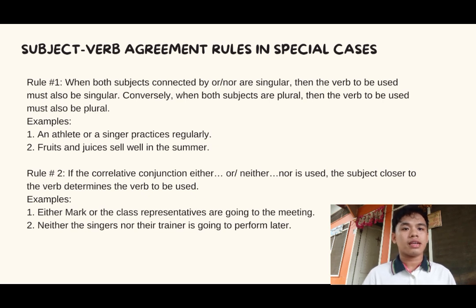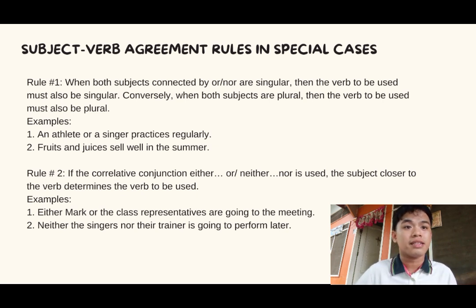So the same with the second one, fruits and juices sell well in the summer. Since we have two subjects here, which are the fruits and juices, and both of the subjects are in plural form, we are also going to use the plural form of the verb, which is sell. So that's for rule number 1. Let's proceed to rule number 2.